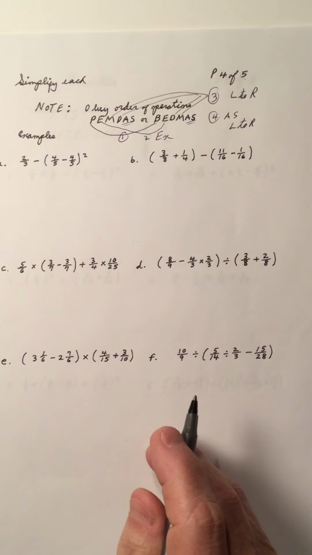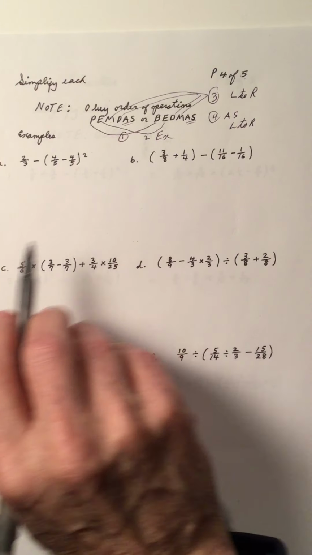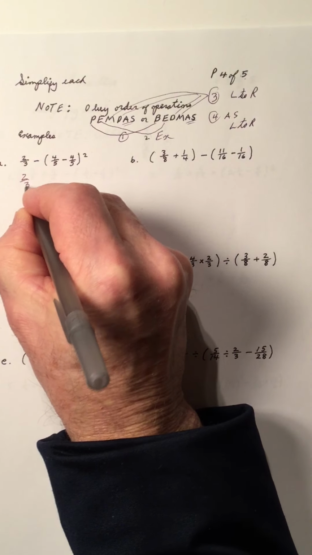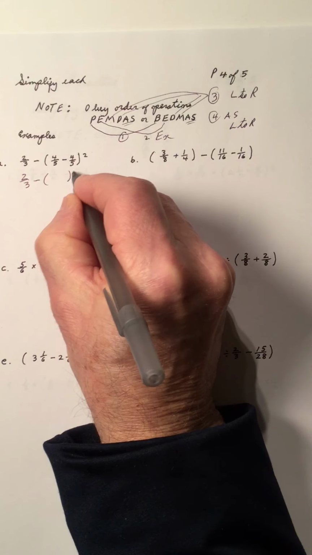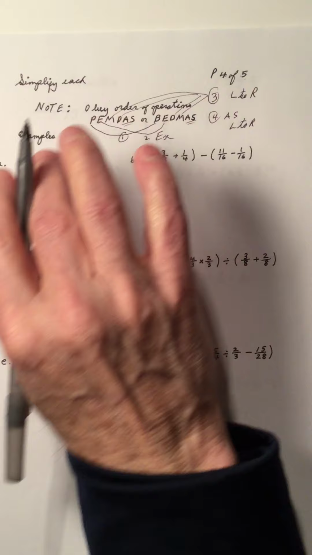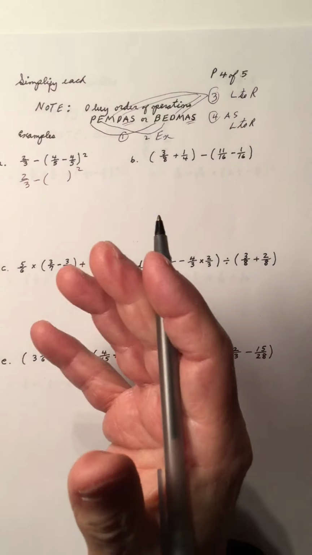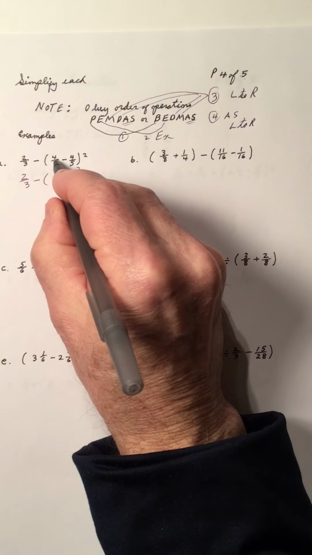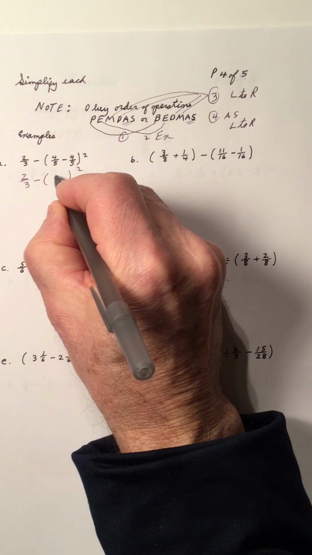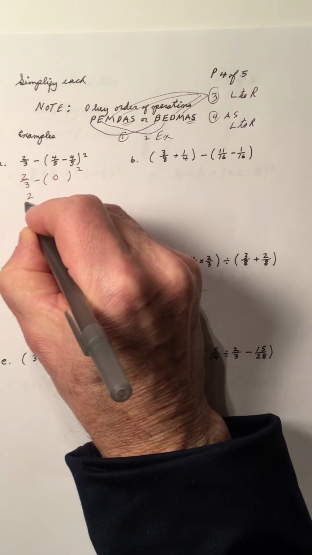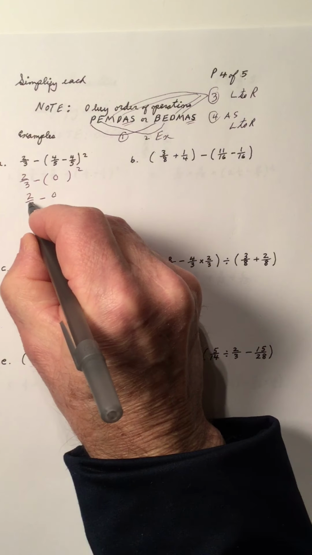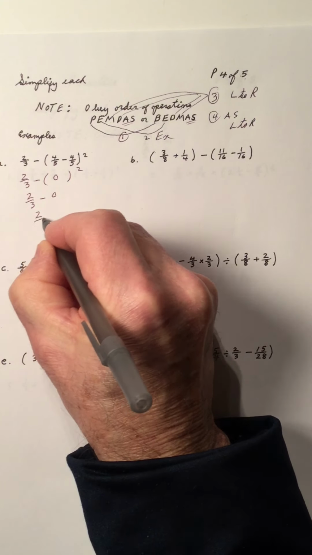I keep stressing the order of operations. So over in A, we have 2/3, and we have to work out the inside of the brackets. So brackets or parentheses, whatever you want to call it, we do the inside first. So 4/5 subtract 4/5 is 0. 0 squared is 0 times 0 is 0. 2/3 subtract 0 is 2/3.